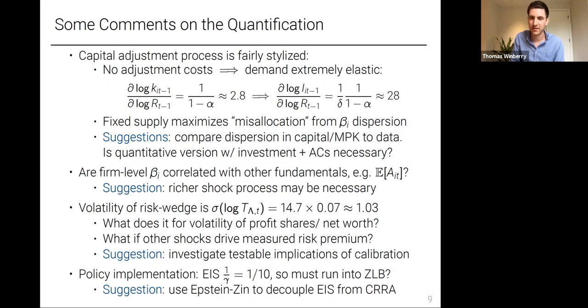This is a very minor comment, but in terms of the policy implementation through the IS curve, the EIS is 1 over the coefficient of risk aversion given CRRA preferences. So it's going to be 1/10, meaning that if monetary policy wants to increase aggregate output, they've got to cut real rates by 10%. So the ZLB must be a problem in this kind of calibration. Of course, I'm not suggesting putting the ZLB into this model, but just something simple like Epstein-Zin to decouple these things. That's a minor comment more about the implementation quantitatively, in terms of how you map these policy prescriptions for output gaps back into policy prescriptions for the nominal rate.